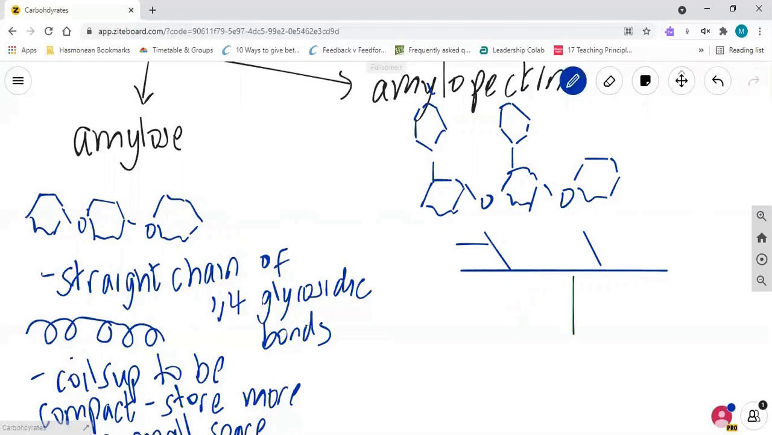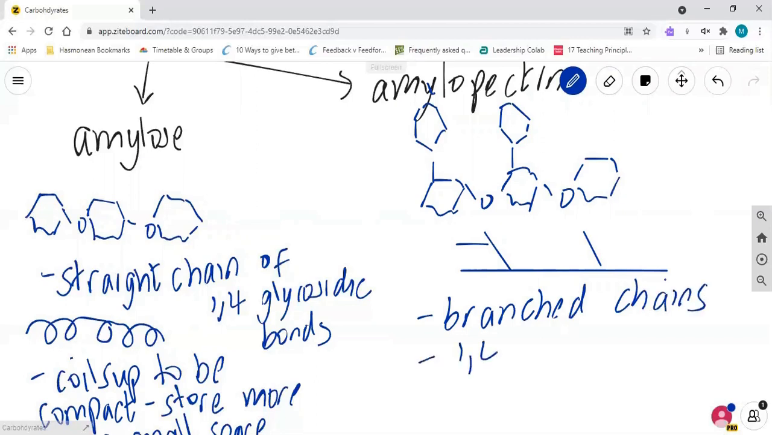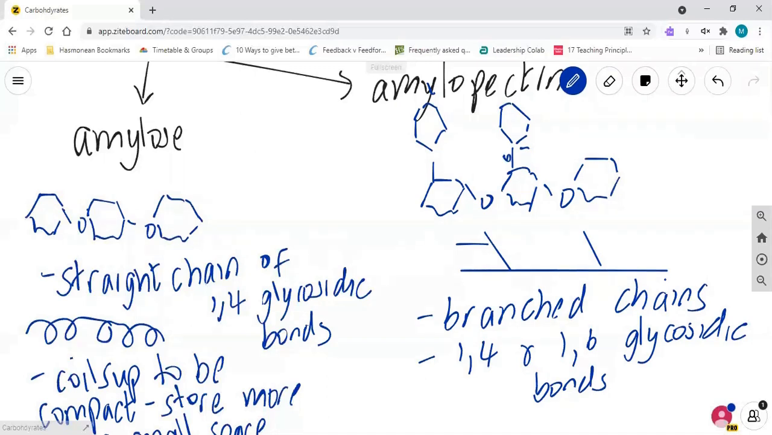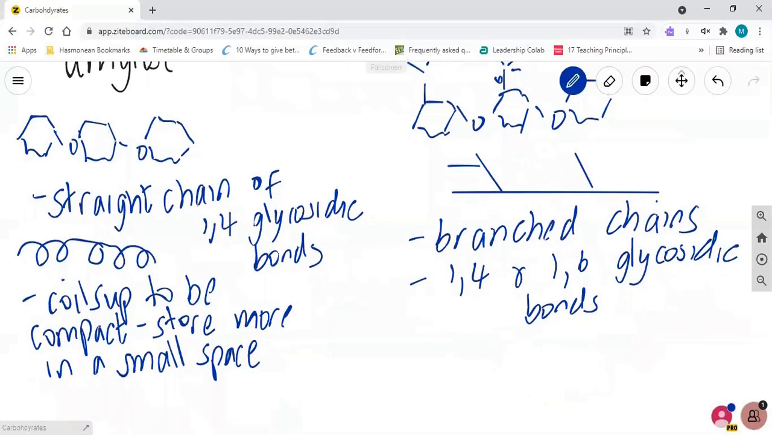So, important thing about amylopectin is that it's a branched chain, and because it's branched, it contains both 1,4 and 1,6 glycosidic bonds. Now, where are the 1,6, you might ask? Well, if you think about here, this is carbon number 1 up here, and there's carbon number 6 here, although I haven't drawn it. So carbon 1 and 6 have been joined together. That's our 1,6 bonds. It has many ends, and that's really important.